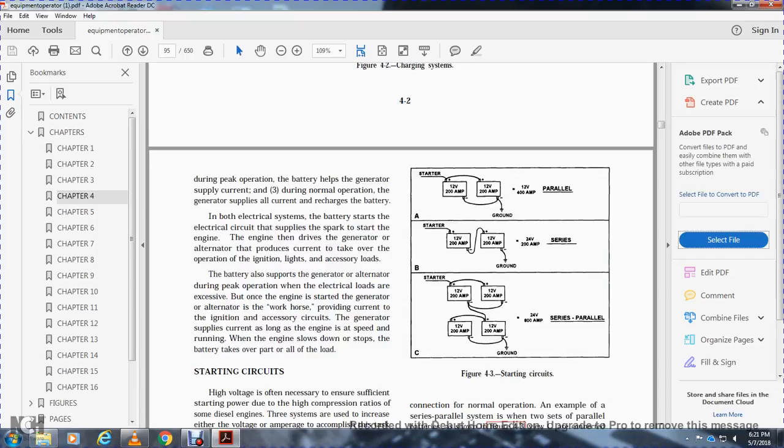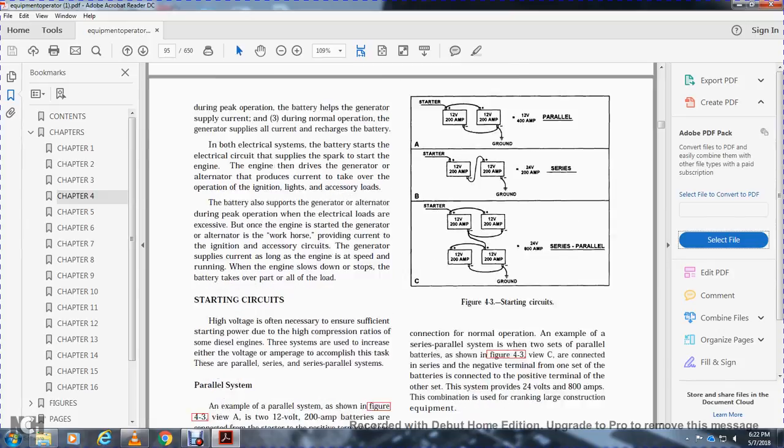Alright, here are the starting parallel. It shows the starter with positive to positive and negative to negative, 12-volt 200-amp batteries giving 12 volts, 400 amperes. Then you have the starter series, where positive goes to negative and the remaining negative to the starter: 12-volt batteries in series at 200 amperes gives 24 volts, 200 amperes. View C is the series-parallel, with 12-volt 200-amp batteries. The battery negatives of the 12-volt batteries are connected together, and the positives are connected across to the other set, and this is grounded, for 24 volts, 800 amps series-parallel.